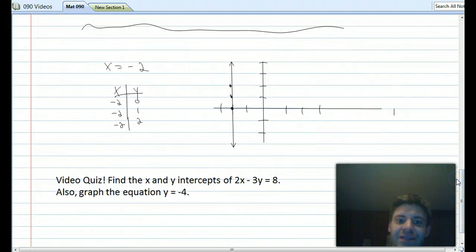The video quiz is find the x and y intercepts of 2x minus 3y equals 8. Also, separately, graph the equation y equals -4. All right, good luck. I'll see you in class.